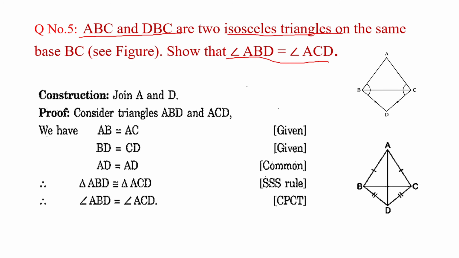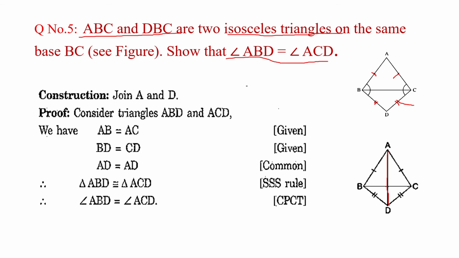In this question, we have to do one construction. Join AD. Triangle ABC is isosceles given, means AB is equal to AC is given. And triangle BDC is isosceles given. So therefore BD is equal to CD given. We will join AD.